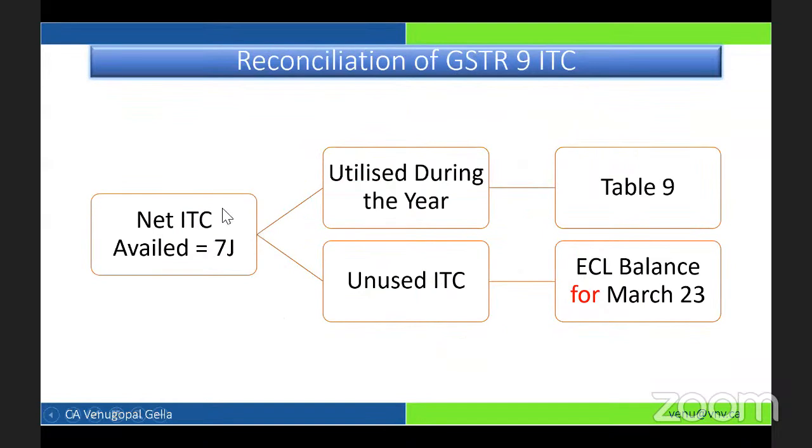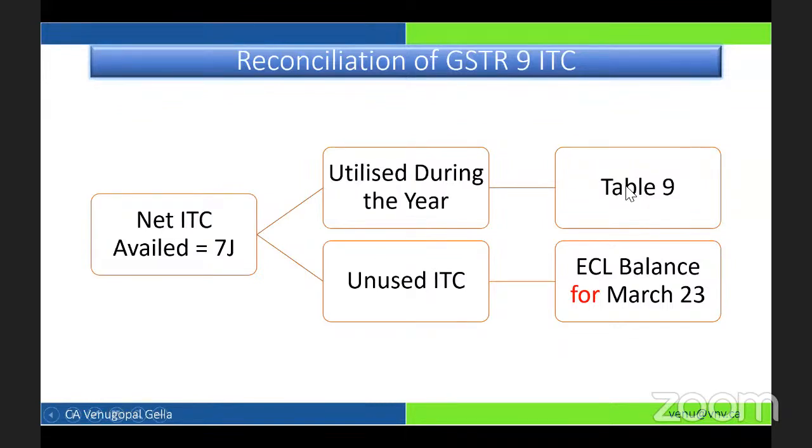So once we do our bifurcation of table 6, what is the ITC avail as per GSTR-9, and table 7, ITC reverse as reported in GSTR-9. That is the net ITC avail I get in 7J, which represents my ITC which I have availed and utilized toward the tax liability discharge. Plus, it may be a case where my ITC is more than tax payable, so it will also consist of unused ITC. So utilized ITC will go in table 9.